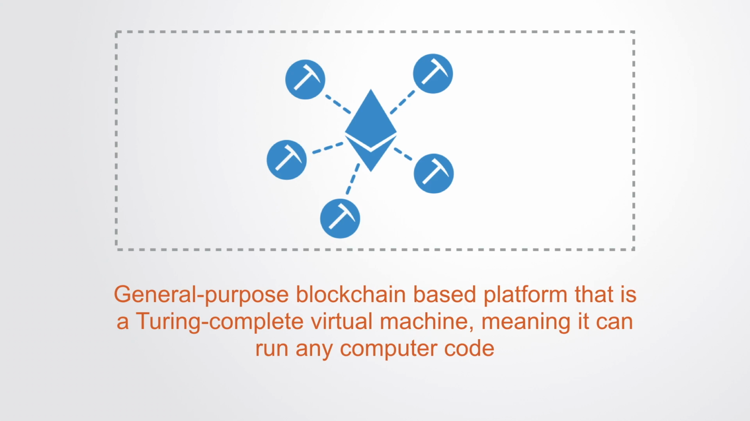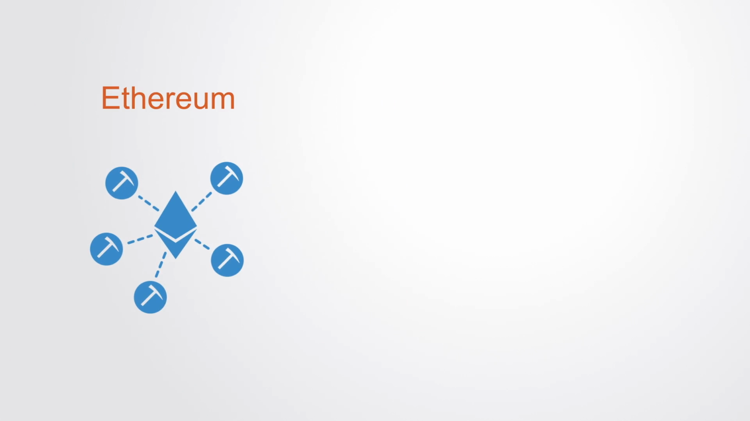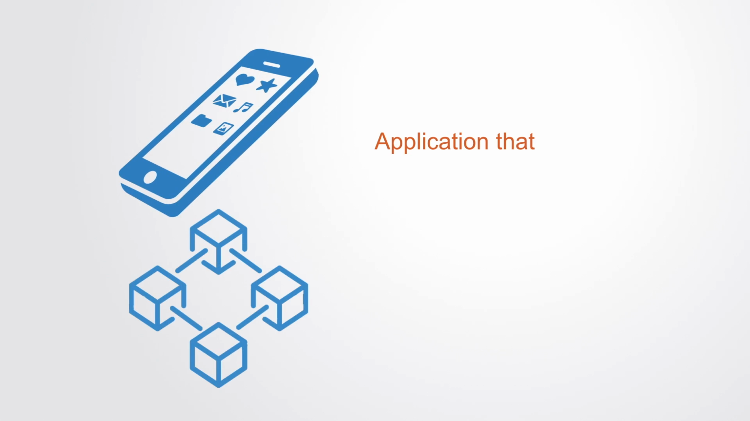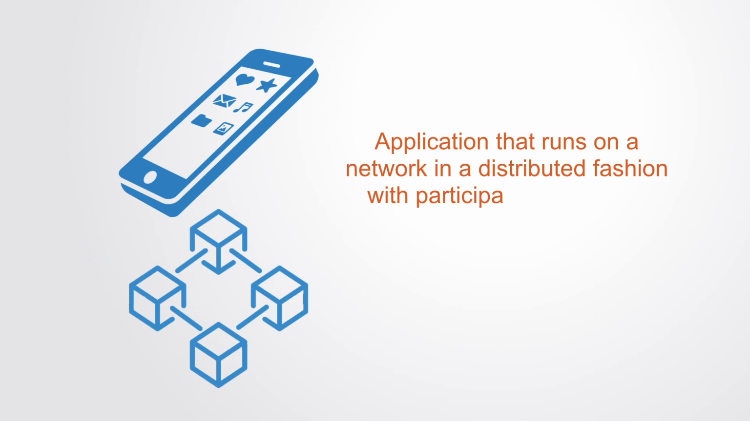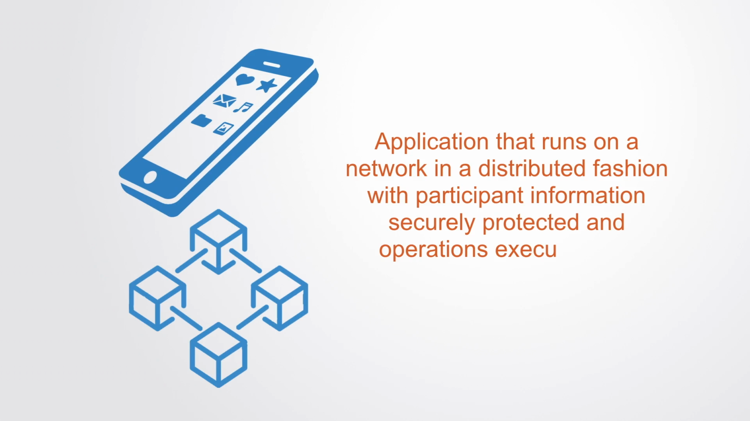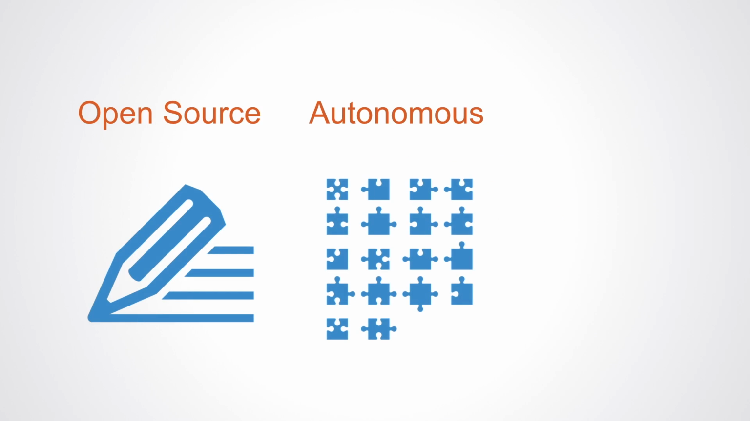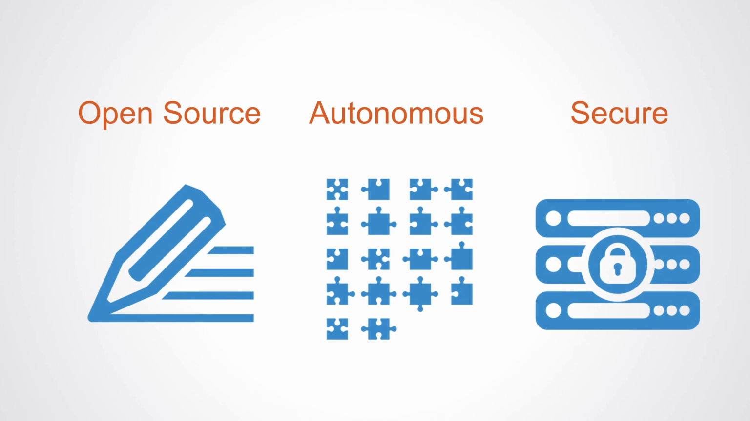code. Although Ethereum was the first and still the largest platform for building distributed applications, there are now others such as Blockstack or EOS, all of which provide the underlying infrastructure for building Dapps. Our working definition of a Dapp is an application that runs on a network in a distributed fashion, with participant information securely protected and operations executed in a decentralized fashion across a network of nodes. Dapps use open source code, operate autonomously with data and records cryptographically stored on a blockchain.